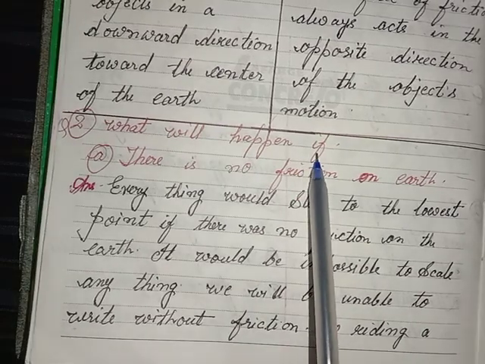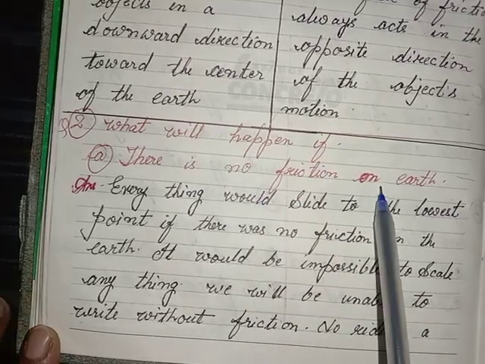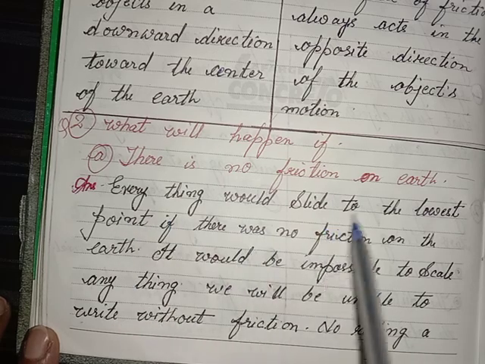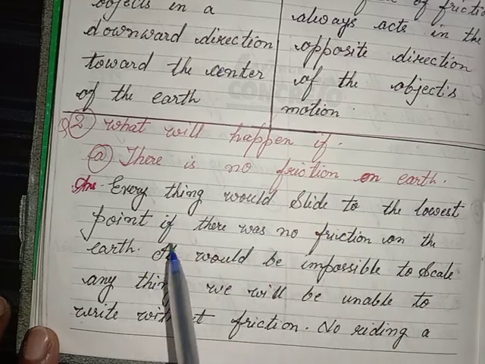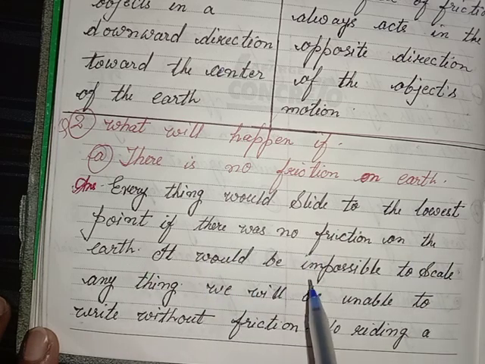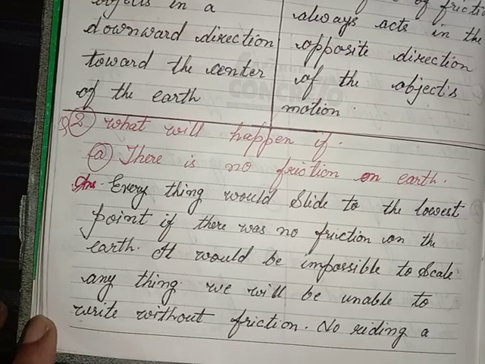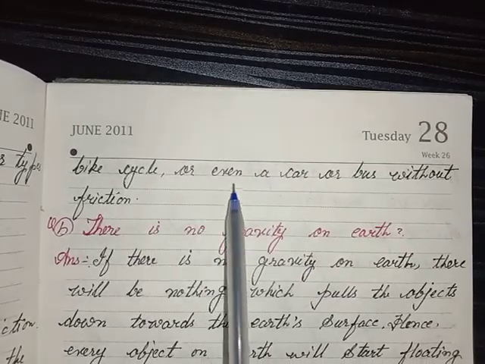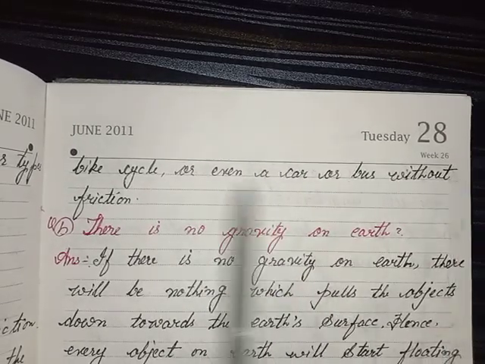Second, what will happen if there is no friction on Earth? Answer: everything would slide to the lowest point. If there was no friction on the Earth, it would be impossible to climb anything. We will be unable to ride a bike, cycle or even a car or bus without friction.